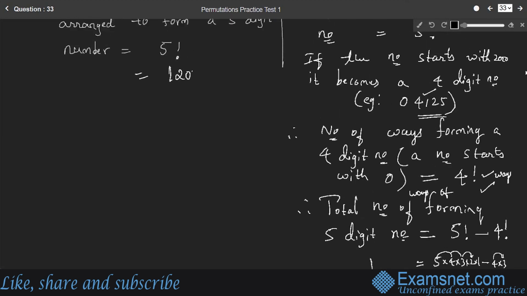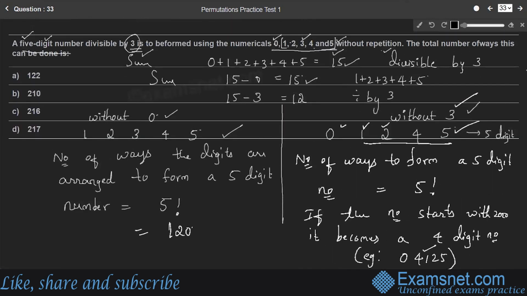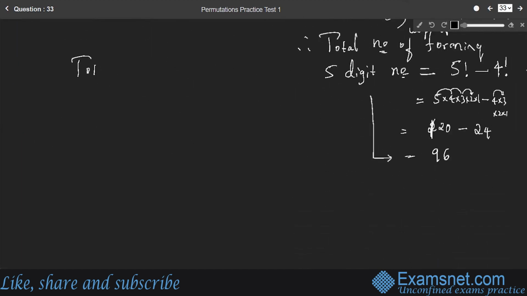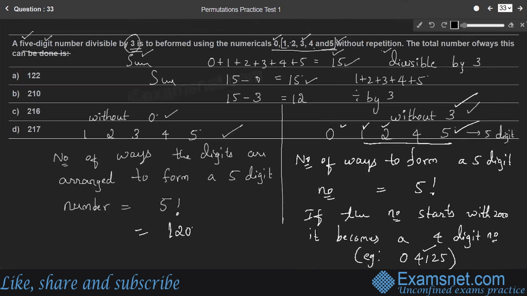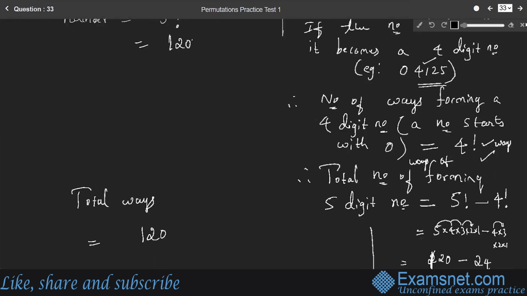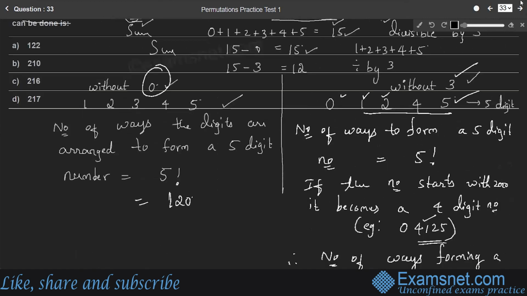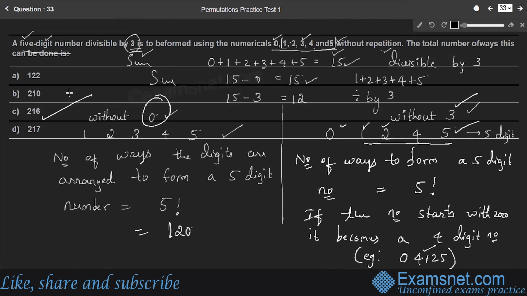Right? 120. Therefore, total ways of forming 5-digit number is, without 0 there are 120 ways of forming 5-digit number, and without 3 there are 96 ways of forming 5-digit number. Together it is 216 ways, right? So option C is the right answer.